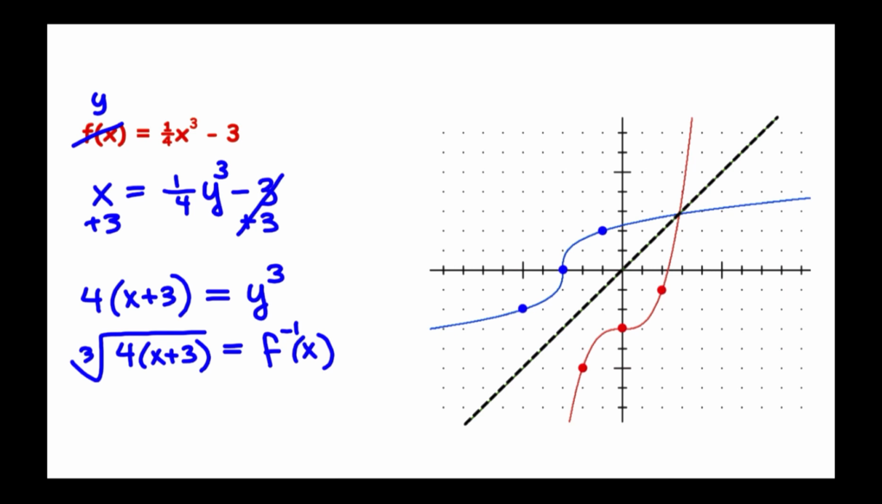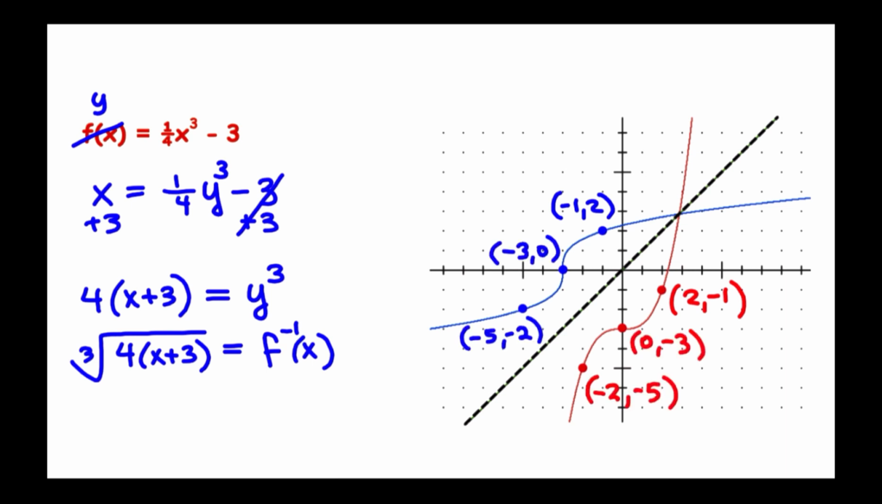goes through the origin. And sure enough, the points that you see, for instance, this point up here is -1, 2. If you flip it around, 2, -1 should be on the other one, and sure enough it is. Same thing with the 0, -3, and the -3, 0, as well as the -2, -5, and the -5, -2. But again, you knew that from earlier. What you didn't know from earlier is the slopes of the tan lines.